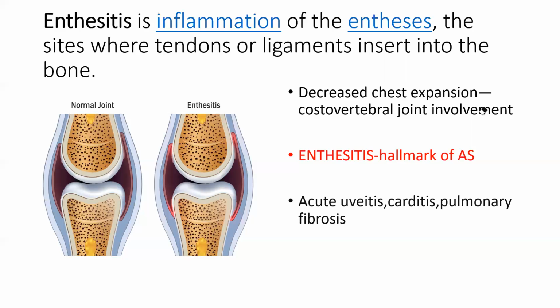Other than that, fibrosis का एक part होता है heart में गया तो heart का fibrosis करता है, that is known as carditis. Inflammation of heart muscles is carditis. Eyes may can cause uveitis. So these are the systemic manifestations.